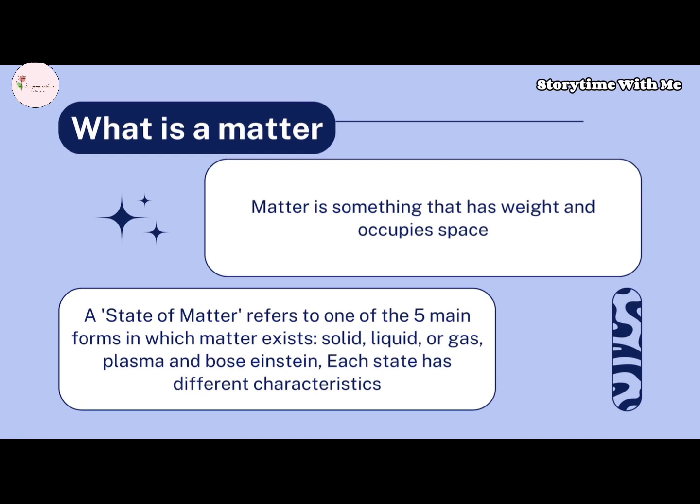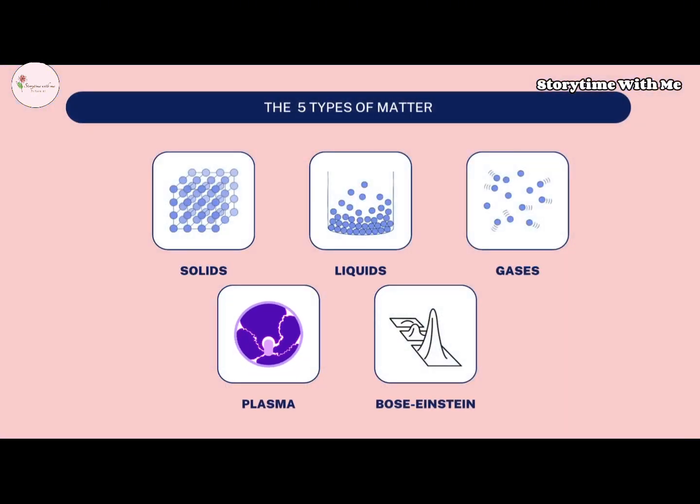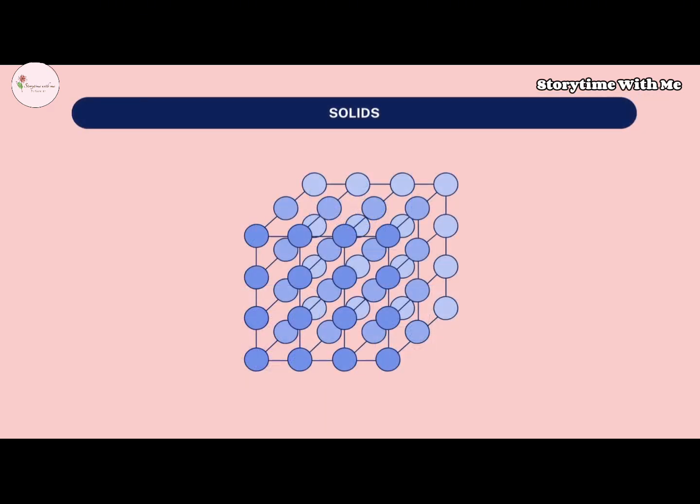A state of matter refers to one of the 5 main forms in which matter exists: solid, liquid, gas, plasma, and Bose-Einstein. Each of these states has different characteristics. These are the 5 types of matter: solid, liquid, gas, plasma, and Bose-Einstein. First, let's have a look at solids.